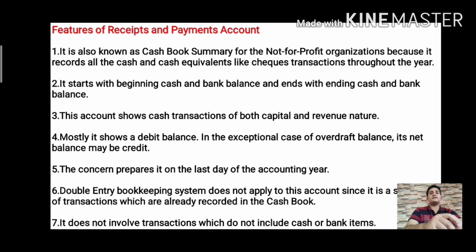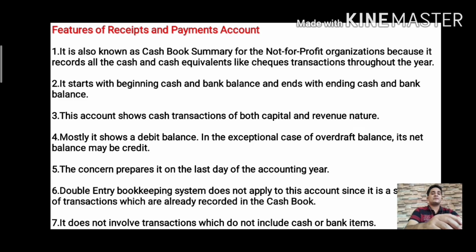Point number 6: the double entry bookkeeping system does not apply to this account, as it is a summary of transactions which are already recorded in the cash book. So the double entry system is not followed in the receipts and payments account.